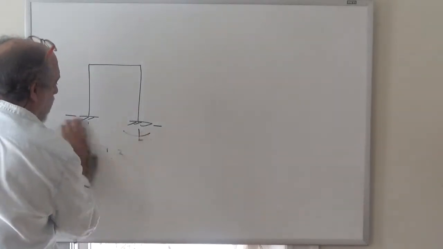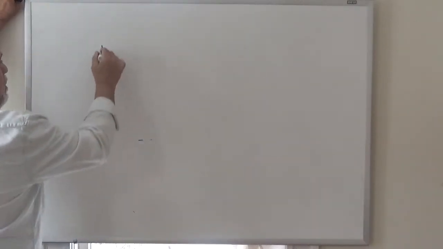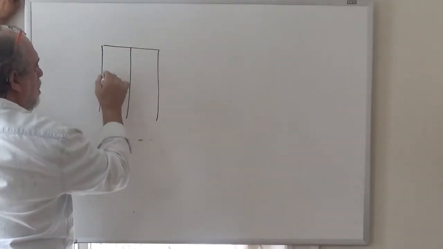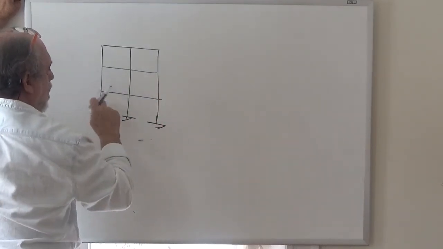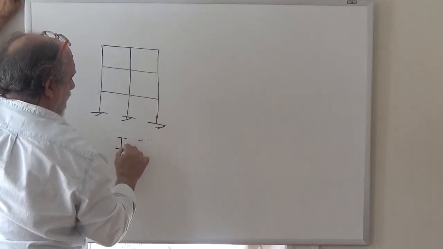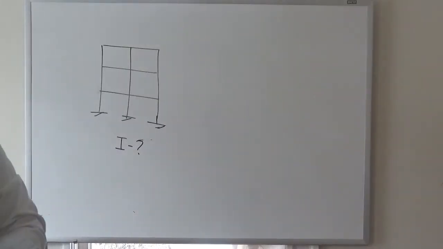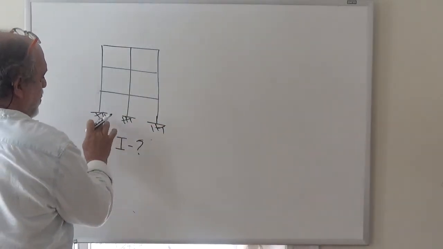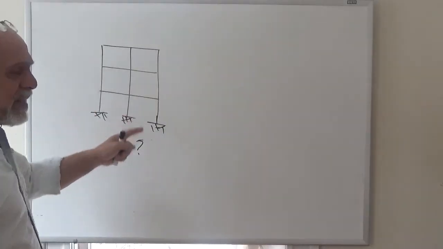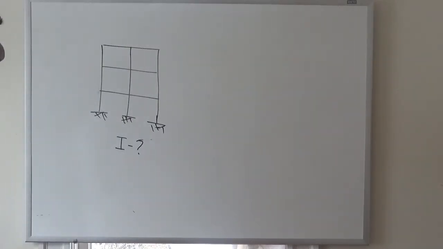However, how indeterminate is this one? Well, that might be a little bit less obvious, right? Because you cannot just count reactions, right? I mean, you can count reactions, and there's 3, 6, and 9, right? So from the fact that there are 9 reactions and you have 3 equations, you might think, okay, it's indeterminate to the 6. No, it's more, right?